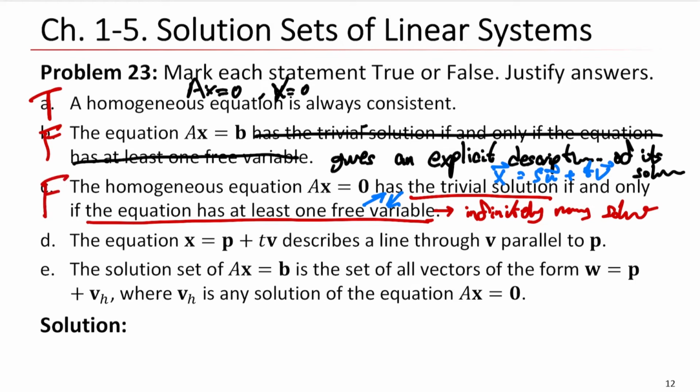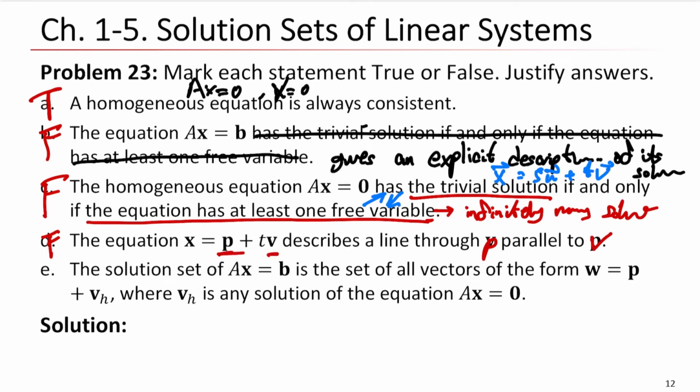And the equation x is equal to p plus tv describes the line through v parallel to p. This statement is false. Why? It should be through p parallel to v, right? Because there is p, there is v.